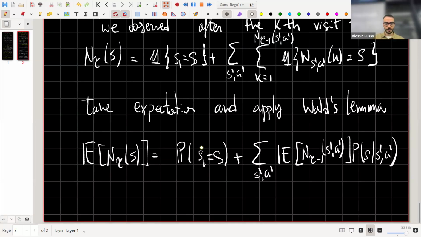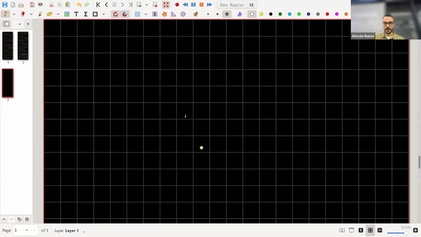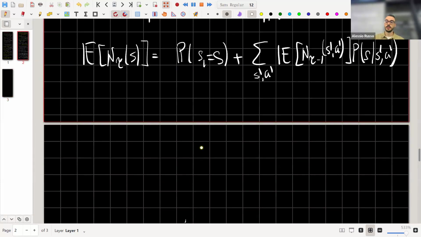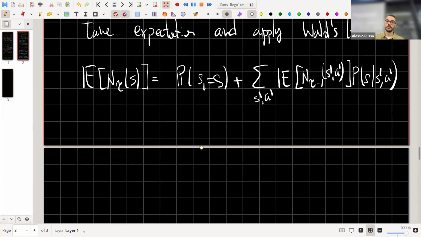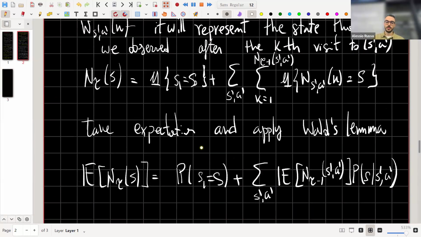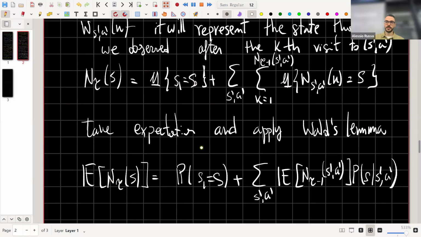So to conclude, what we want now is to show that the difference is... S1 is the first state that you see. So if this state is equal to the state S that you're considering, then you will increment the number of visits by 1, right? But then when you take the average, this becomes the average of an indicator, which is a probability.